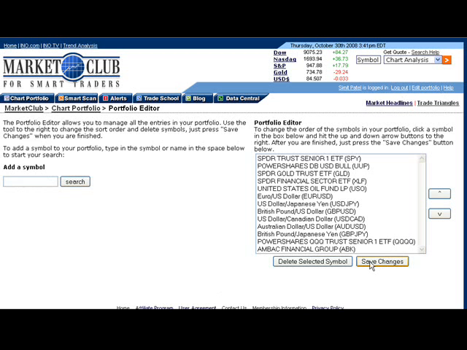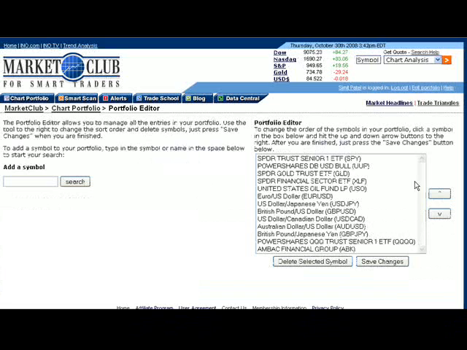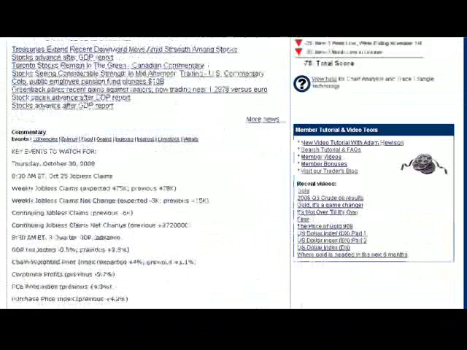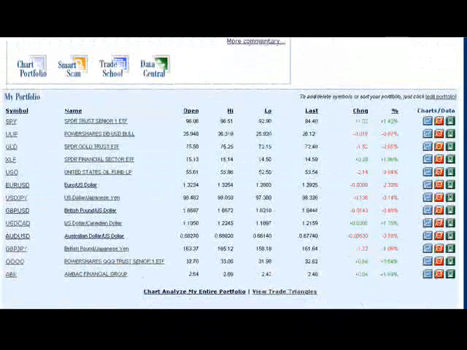So going back to the portfolio page, the home page of the site here, you can go down, you can see that I've already set up the instruments that I want to follow, and it gives you a nice concise summary of what's been going on there.